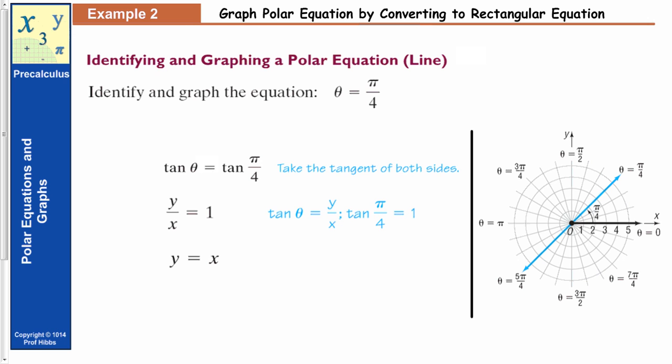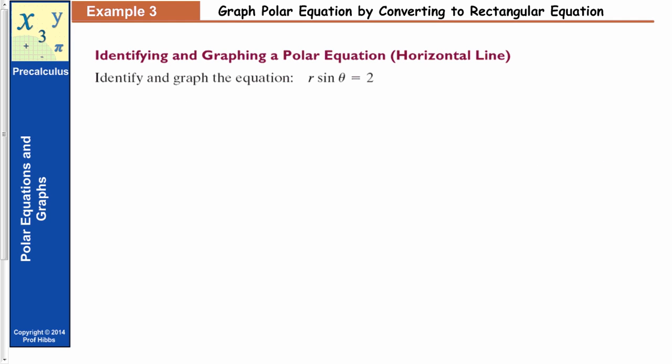Let's see what we have next here. Oh, okay. Here we're going to graph a horizontal line. That last one happened to be a slanted line. And that's what's in store for us. So we're to identify and graph the equation r sine theta equal 2. Well, that would be hard for us to interpret like we could the last one. r equal 3 and theta equal pi over 4 are equations we could interpret without converting to rectangular coordinates. But this one is less obvious.